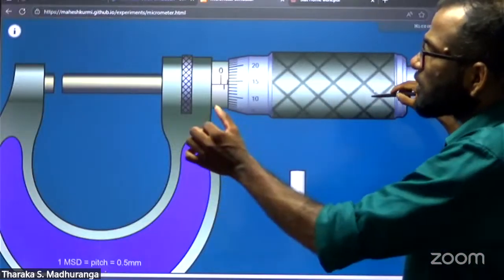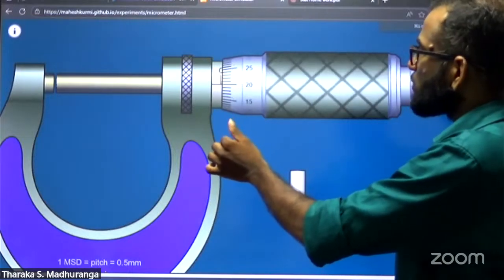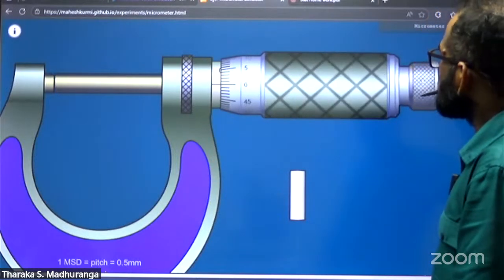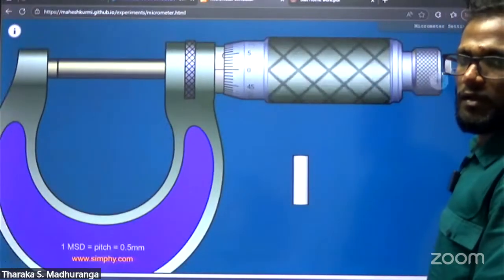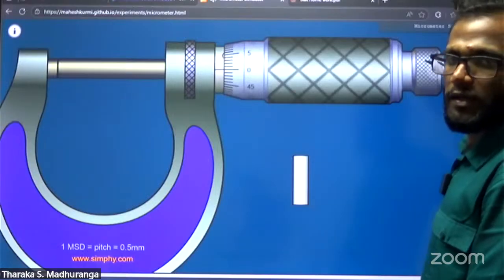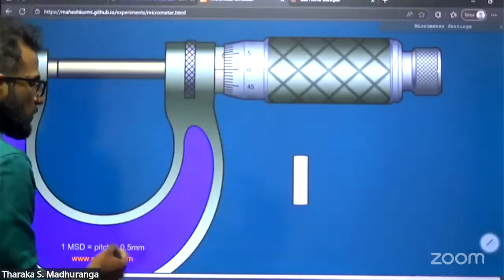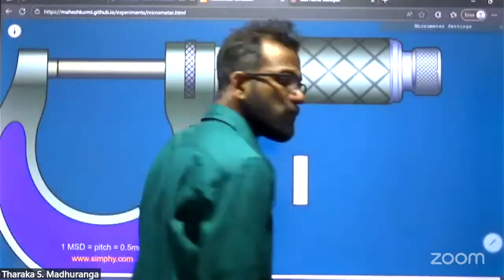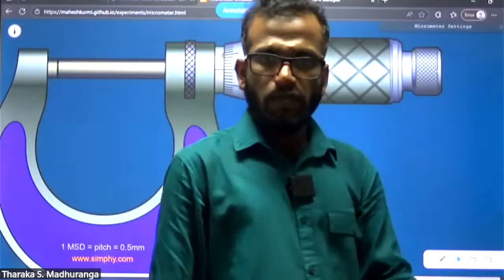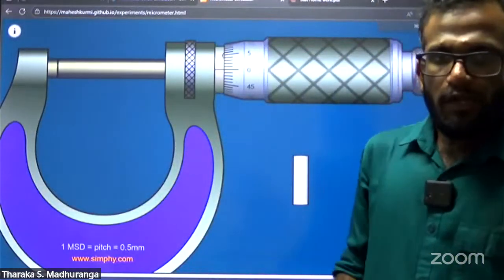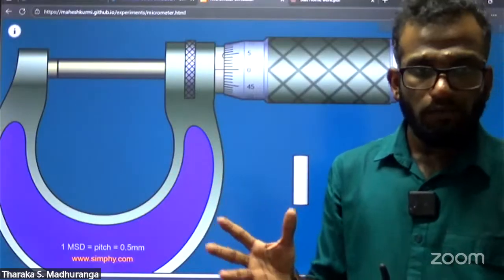When it is coming close, I need to rotate by the ratchet. Then you can hear a sound coming with free rotation. Then it is tight to the maximum level, without any object between the anvil and spindle, understand? That means tight to the required level.